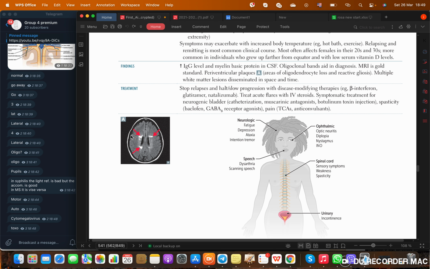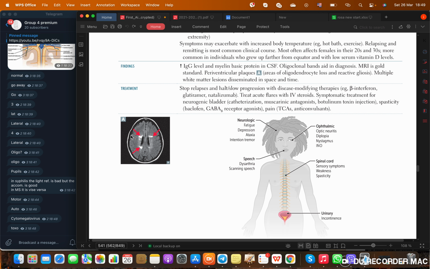Disseminated in time means today I will have more affection of my left side. Tomorrow it will be my right side. The day after it, it will be in the area controlling my upper hand, the area controlling my lower leg. So basically that's dissemination in time. It means that the symptoms will be going away and coming back. That's dissemination in time. Dissemination in space is which region is affected.